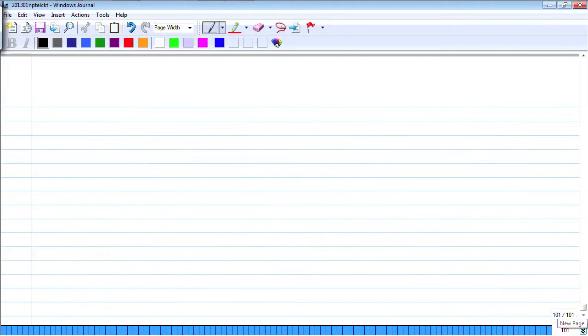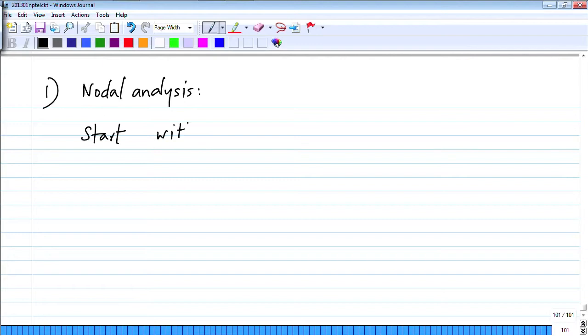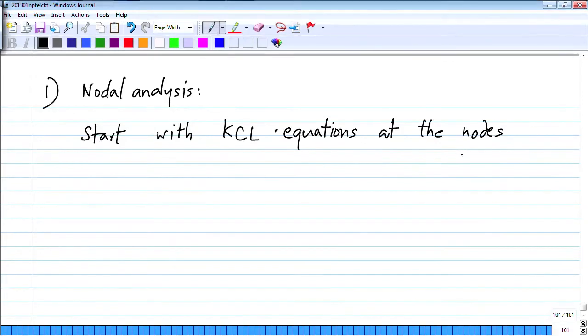Okay. Now there are two methods of circuit analysis. First is called nodal analysis. In this, what you do is you start with KCL equations at the nodes. Okay. And once you put down the KCL equations, you will solve for a number of things, and then you solve the complete circuit. So the first thing you do is to write down the KCL equations, and if you do that, you are basically doing nodal analysis.